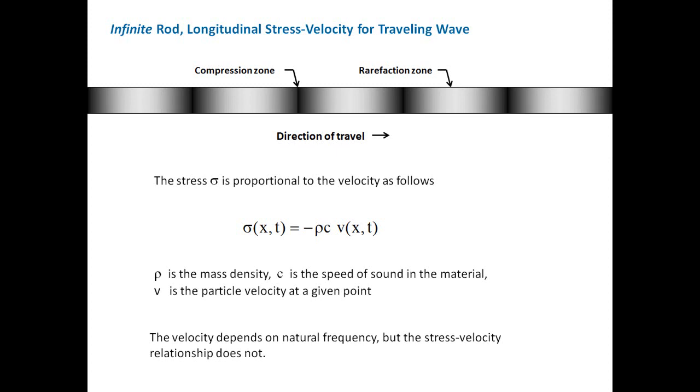And there's a well-known relationship between the stress and the velocity for this case. Sigma is the normal stress, and it's a function of both space and time, and that's equal to minus rho c times the velocity at a given space and time. Rho is the mass density, c is the speed of sound in the material, and v, the velocity, is the particle velocity at a given point and also at a given time.